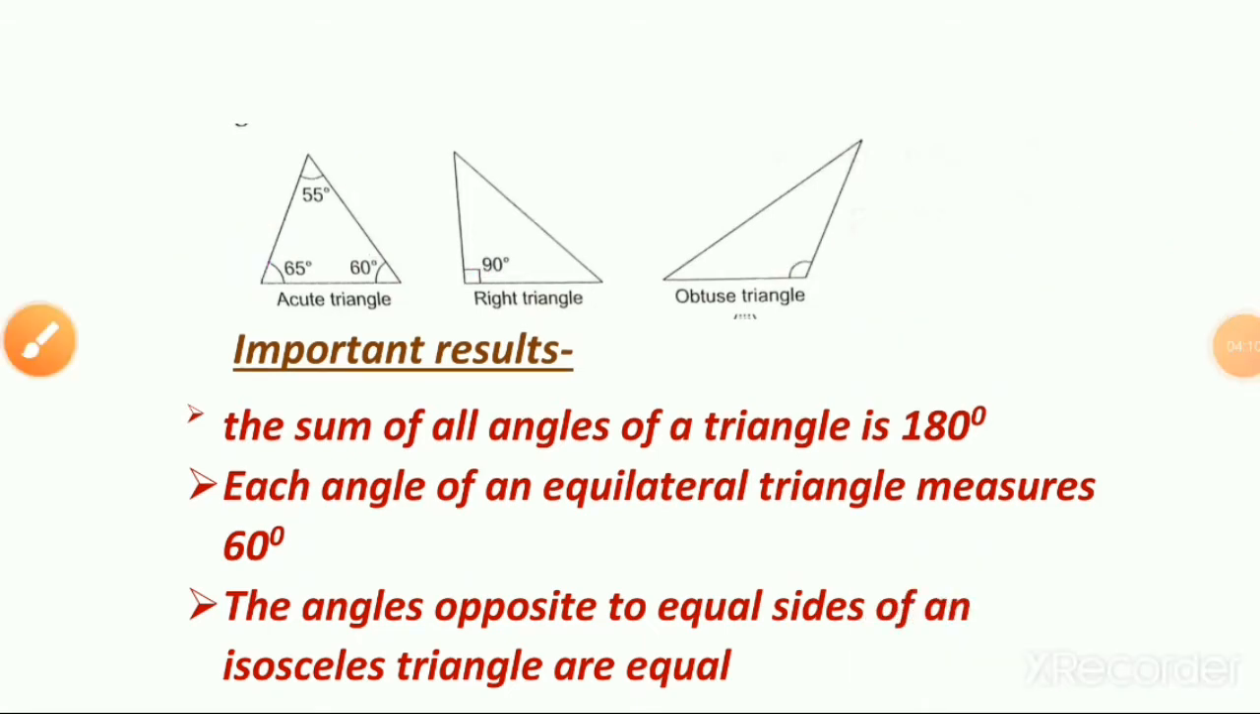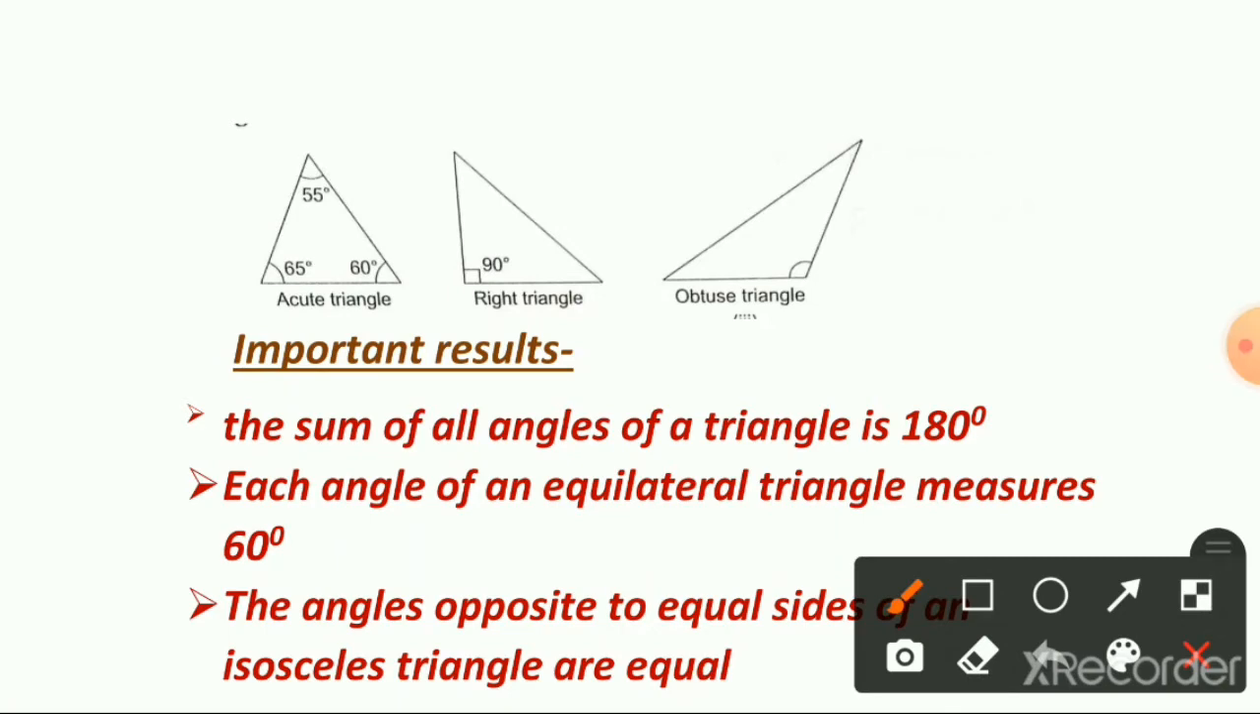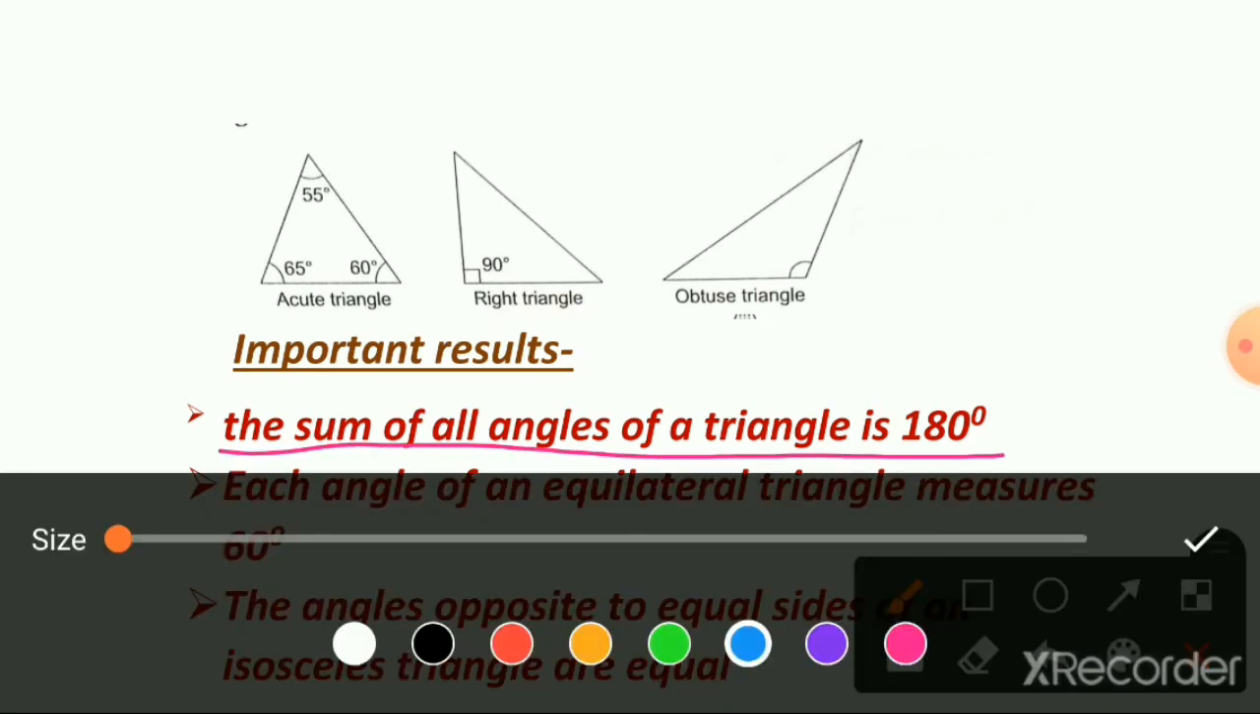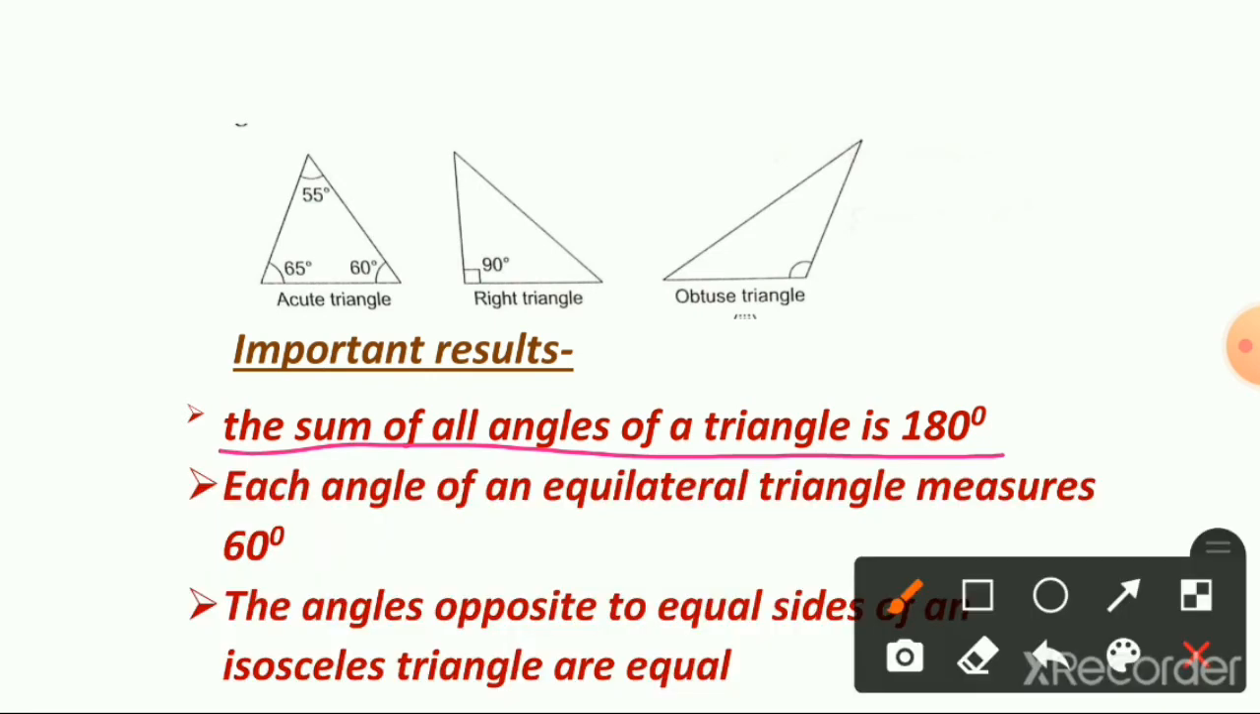Now the different results. The sum of all angles of a triangle is 180 degrees. When you add all the angles of the triangle, suppose in this triangle I add 55, 65 and 60, its sum will always be 180 degrees. It will never be less than or more than 180 degrees, because if it happens, the triangle cannot be possible.